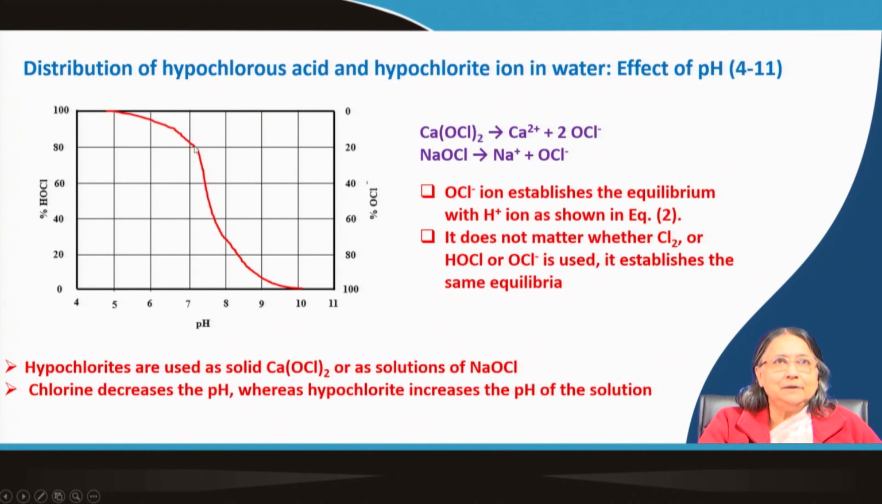At pH 7 you see 80% for example HOCl and 20% is OCl minus, but if you bring it to 9, you see it is maybe below 10% and it is above 90%. Again at 10 it is almost 100% OCl minus. Okay. So, depending on the pH, as you increase the pH, more and more OCl minus is produced. Now, but OCl minus ion establishes the equilibrium with H plus ion as shown in equilibrium 2.